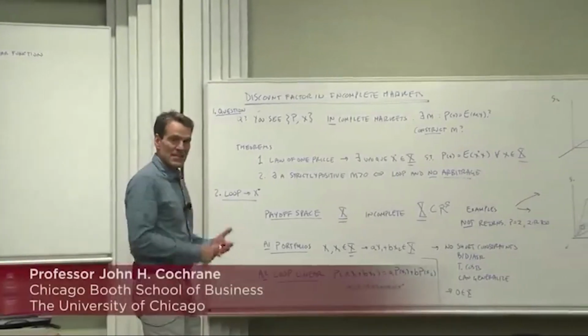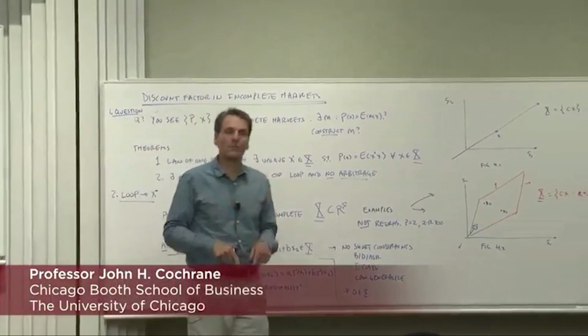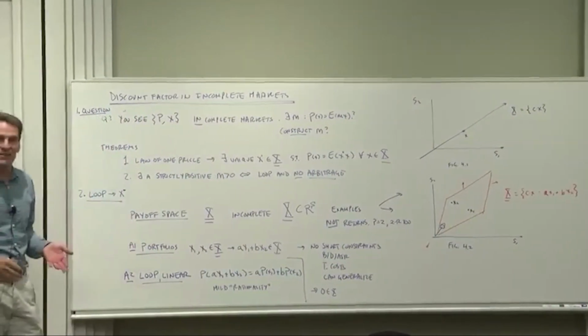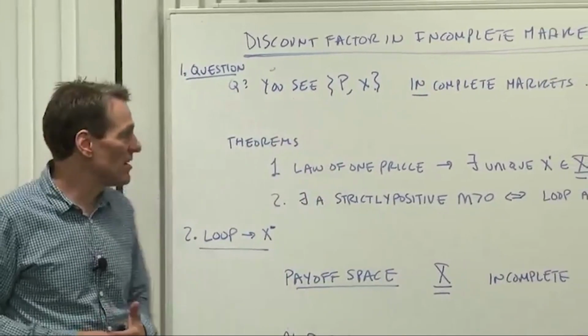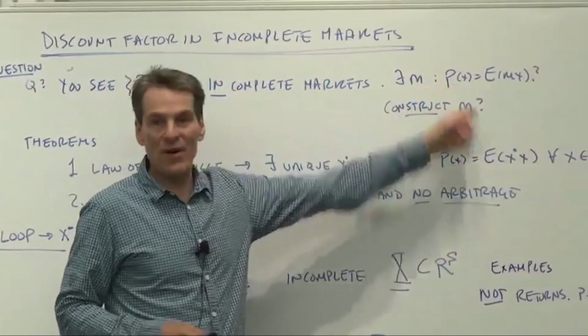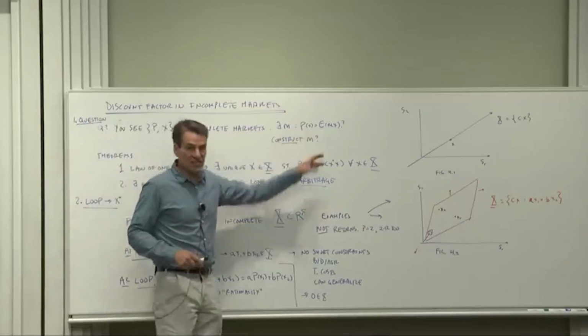So we've talked a lot about discount factors and contingent claims when markets are complete. What about when markets are incomplete? That is, of course, the world we live in, so it's worth talking about. So here's our question. You see some prices and payoffs, and the markets are incomplete. Is there a discount factor such that the prices can be represented as expected discounted payoff? How do you construct such a discount factor?